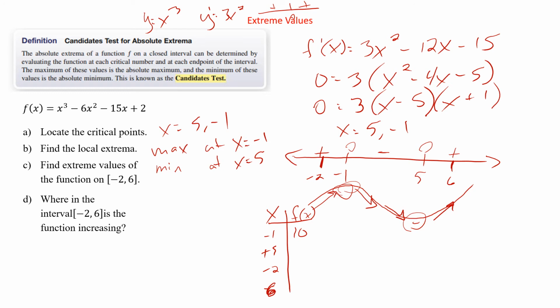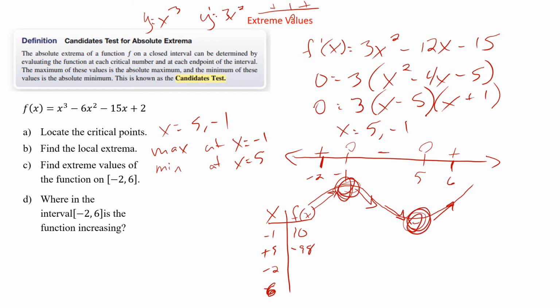5 cubed is 125. 5 squared is 25 times negative 6 is negative 150. Negative 150 plus 125 is negative 25. Minus 15 times 5. 15 times 5 is 75. So we have negative 25 minus 75 is negative 100 plus 2 is negative 98. Now you might be doing this with a calculator or on paper, not necessarily in your head, but it gets negative 98. So that's this value and this value.